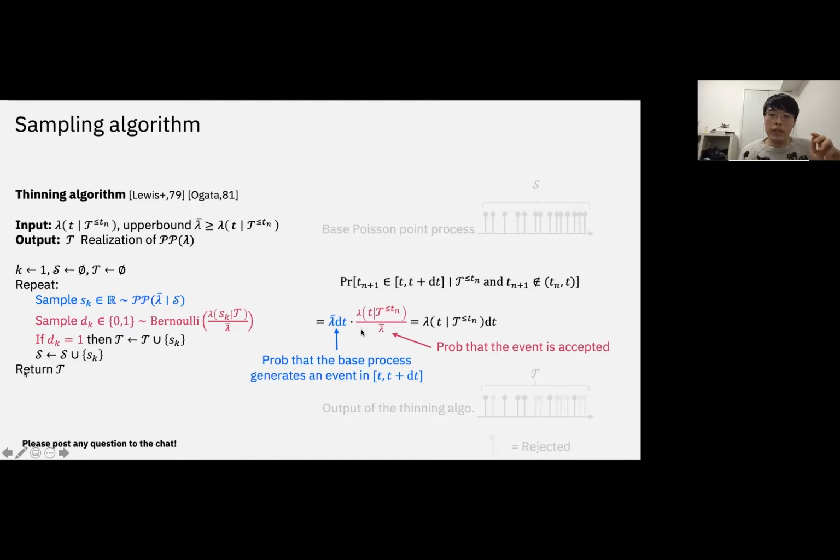The latter probability is the probability that this event candidate is accepted and is added to the list of the event sequence. And the product of these two probabilities is equal to this quantity. So we can prove that this probability is equal to this probability. So we can conclude that the output of the thinning algorithm is distributed according to the point process defined by lambda. So this is a brief idea of the sampling algorithm.